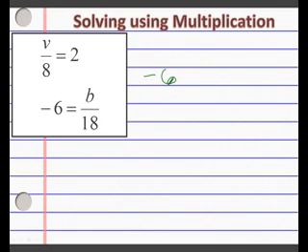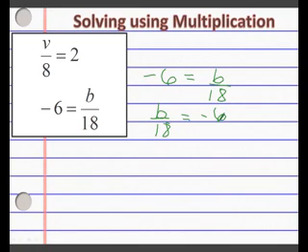Negative 6 equals v over 18. Now our variable is on the right side instead of left, so again, if that bothers you, I can flip it over if you would like to do that. Just don't lose your negative on your 6 or something like that. I'm going to work this one flipped to show you that that's okay. So b divided by 18 equals negative 6.